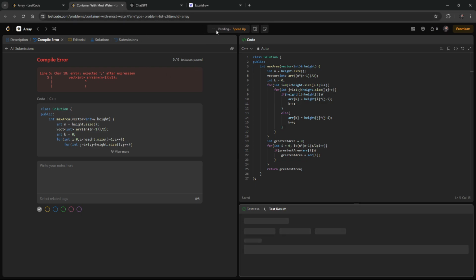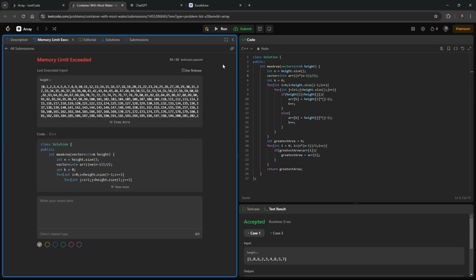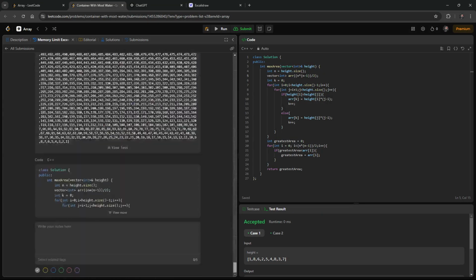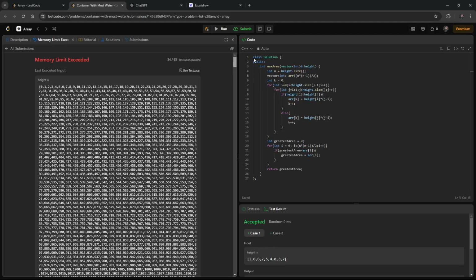Let's see if it runs or not. Okay, and memory limit exceeded. So the main issue is with the memory limit. What should I do if the memory exceeds?